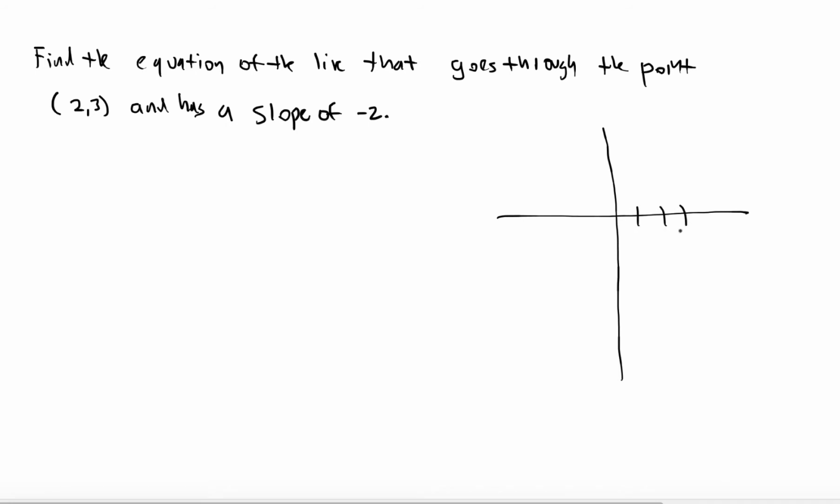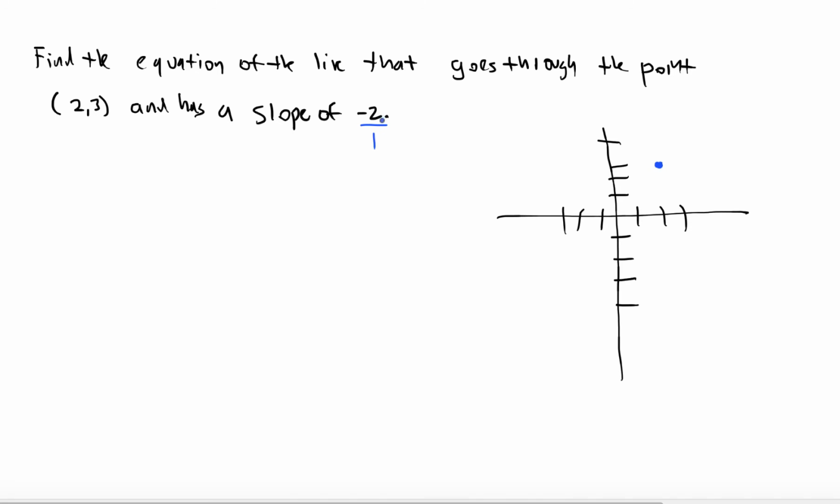Well, we know that the line goes through the point (2, 3). So that's going to be the point right here, right? X is 2, y is 3. That is this point. What about if the slope is -2? What does that mean? Well, we can always put that over 1, so that's the rise over the run, right? The change in y over the change in x.